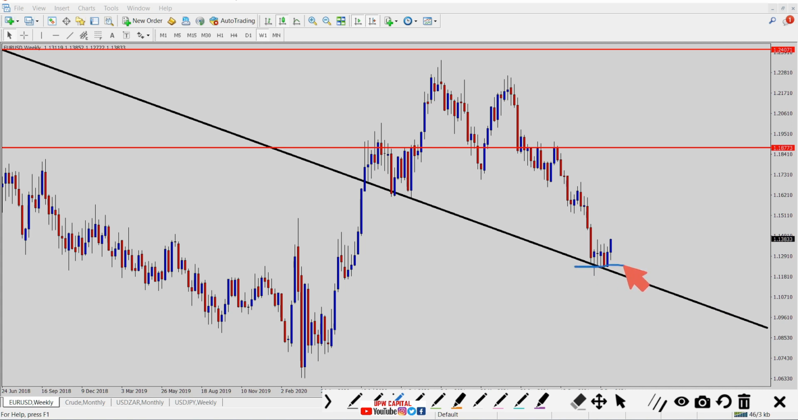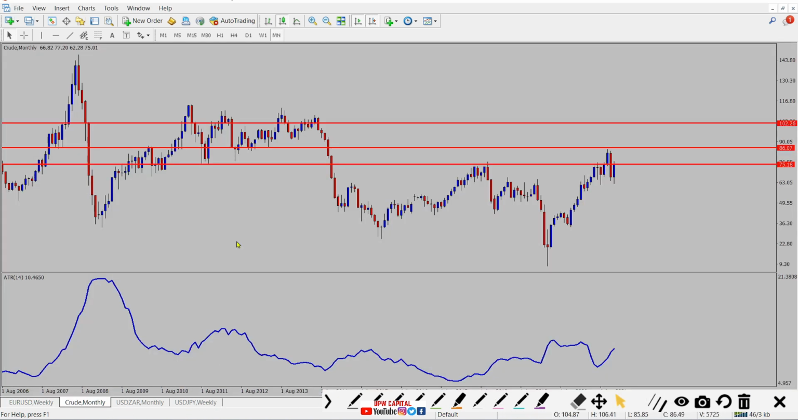The other option is price closes below this level, then it would give me a clue that price would be attracted to the downward channel or the end of the channel. So this is how I'm going to tackle Euro USD. Let us look at the next instrument, which is crude oil.